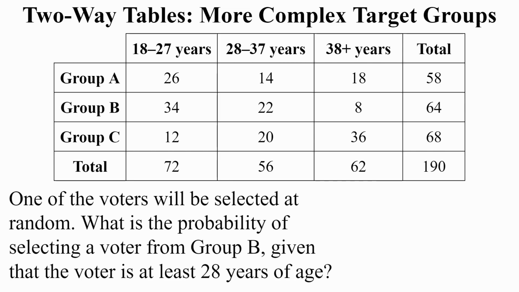So it says one of the voters will be selected at random. Okay, they're all voters. That doesn't really tell me anything. There's 190 total. What is the probability of selecting a voter from group B given that the voter is at least 28 years of age? Okay, so this keyword given tells us the target group, at least 28 years of age.